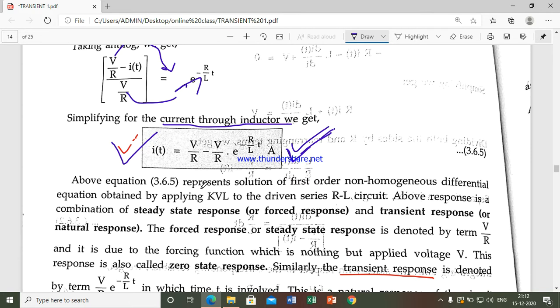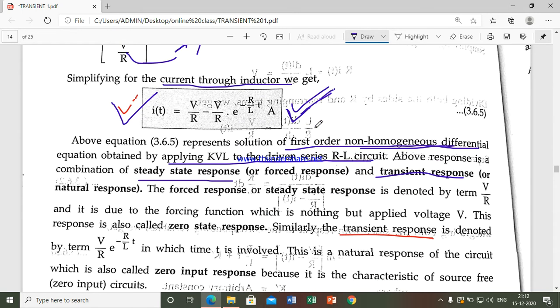The above expression represents the solution of the first order non-homogeneous differential equation obtained by applying KVL to the driven series RL circuit. This is the first order non-homogeneous differential equation obtained by applying KVL to this circuit. The above response is a combination of a steady state response and a transient response. We will see what that steady state response and transient response are.